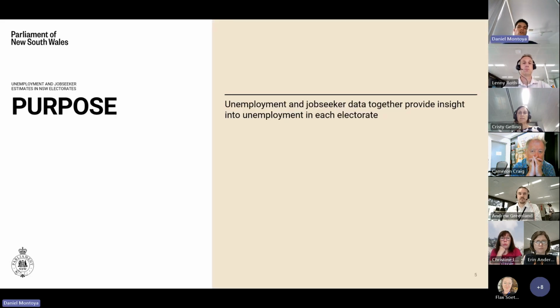Many people who are not counted as being unemployed by the Australian Bureau of Statistics, the ABS, are nonetheless eligible to receive unemployment benefits in the form of the job seeker payment or youth allowance. So this data brief presents both unemployment and job seeker data together to provide more insight into unemployment in each electorate.